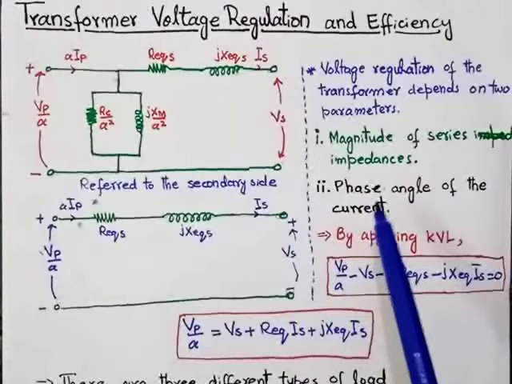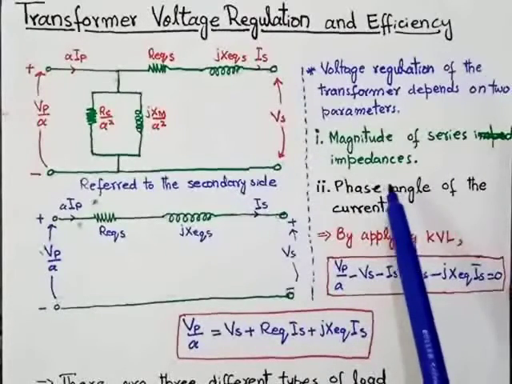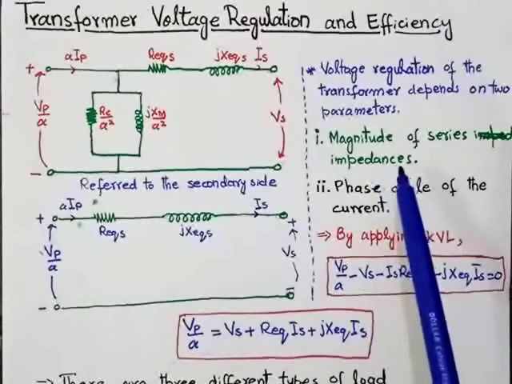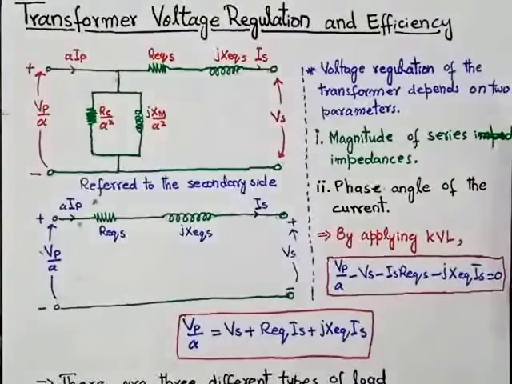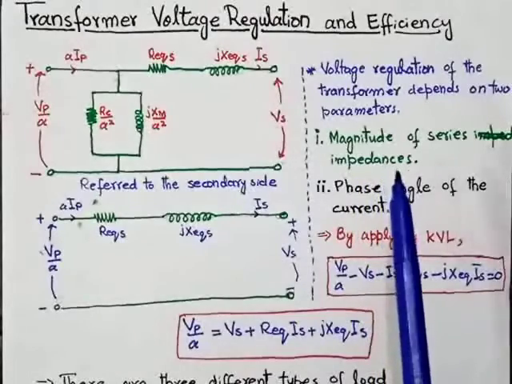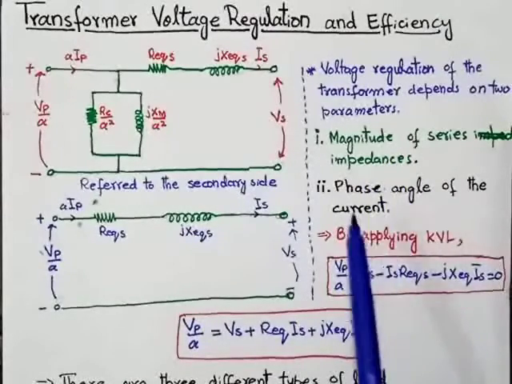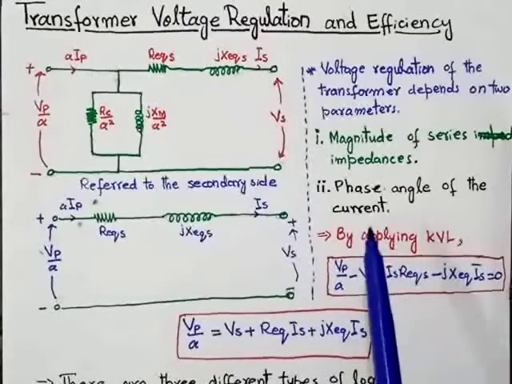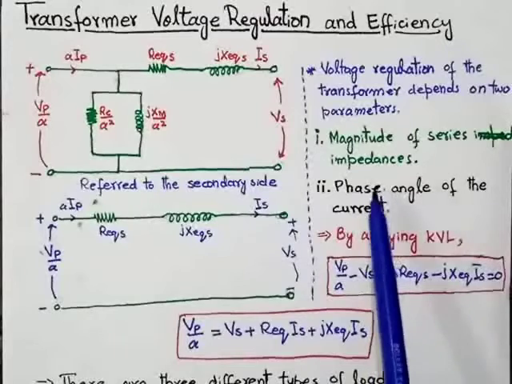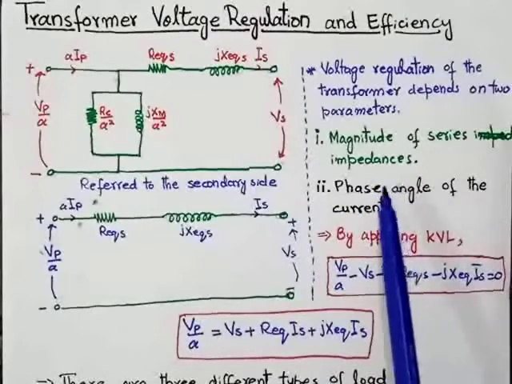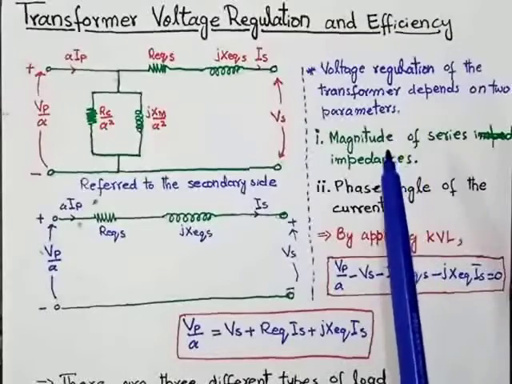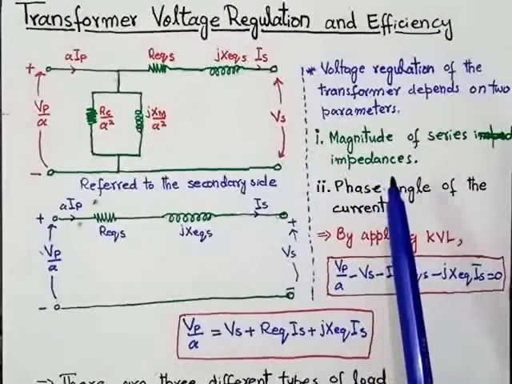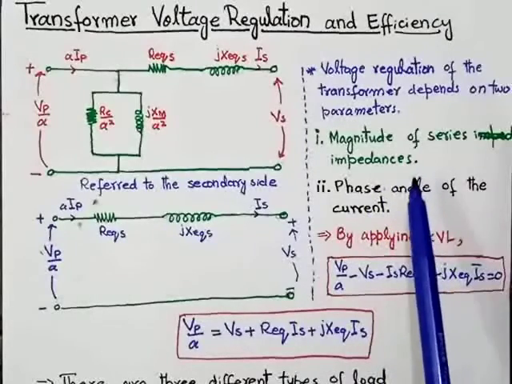So the easiest way to determine the voltage regulation: first of all, we will determine the effect of the magnitude of series impedances and the phase angle of the current. To calculate these two parameters, the easiest way is to examine the phasor diagram. So first of all, we will discuss the phasor diagram, then we can calculate the voltage regulation of a transformer. To check the effect of these two parameters, we will examine the phasor diagram of a transformer.